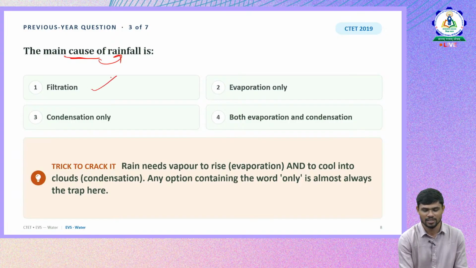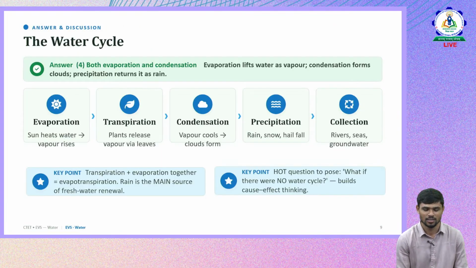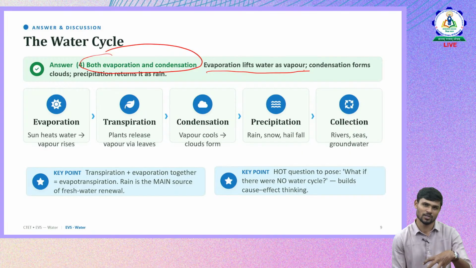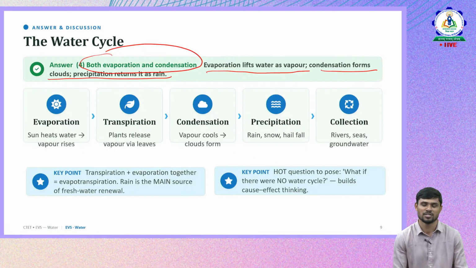So is it filtration? Is it evaporation only? Is it condensation only, or is it both evaporation and condensation? So which is the answer? What is the cause for this rain? It is both evaporation and condensation. Evaporation lifts the water, due to evaporation water gets converted into gaseous state, and through condensation again it forms clouds, and again precipitation happens. We'll discuss the water cycle and we'll understand how rain will be coming, and what is the cause of rain.